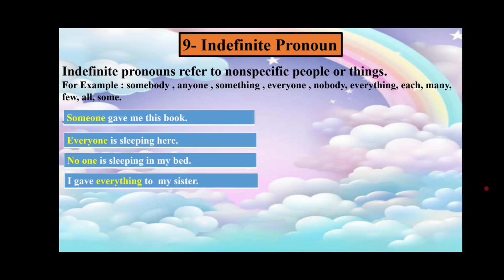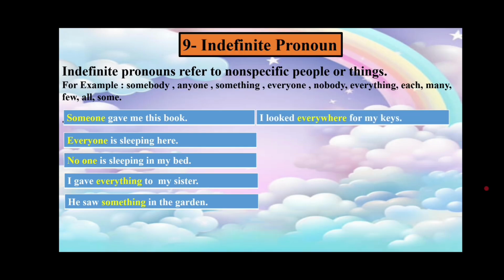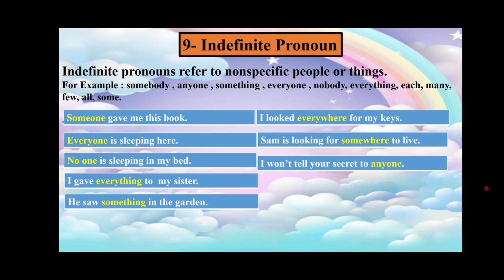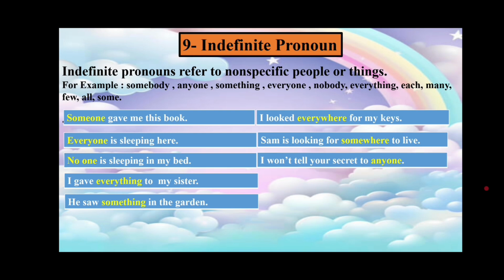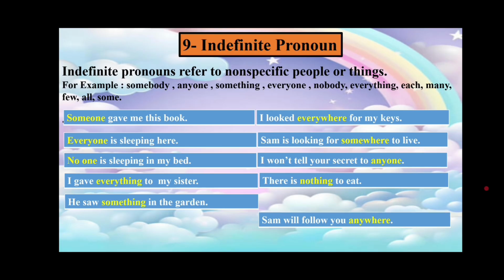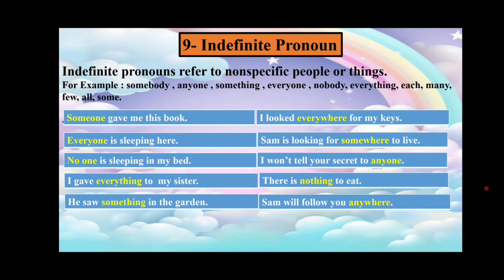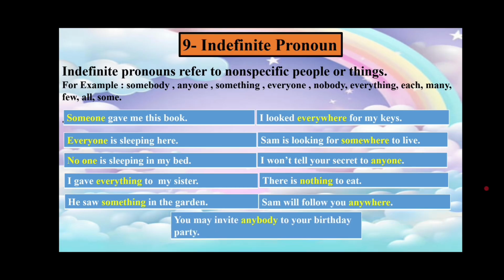I gave everything to my sister. He saw something in the garden. I looked everywhere for my keys. Sam is looking for somewhere to live. I won't tell your secret to anyone. There is nothing to eat. Sam will follow you anywhere. You may invite anybody to your birthday party.